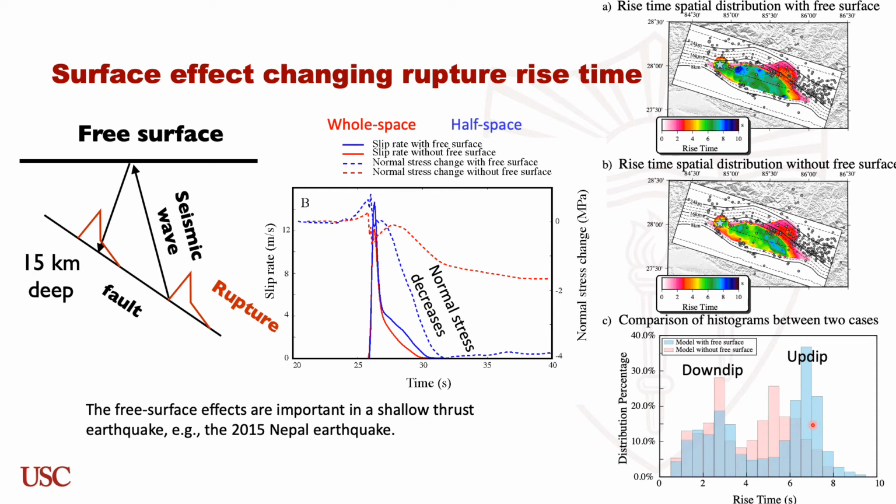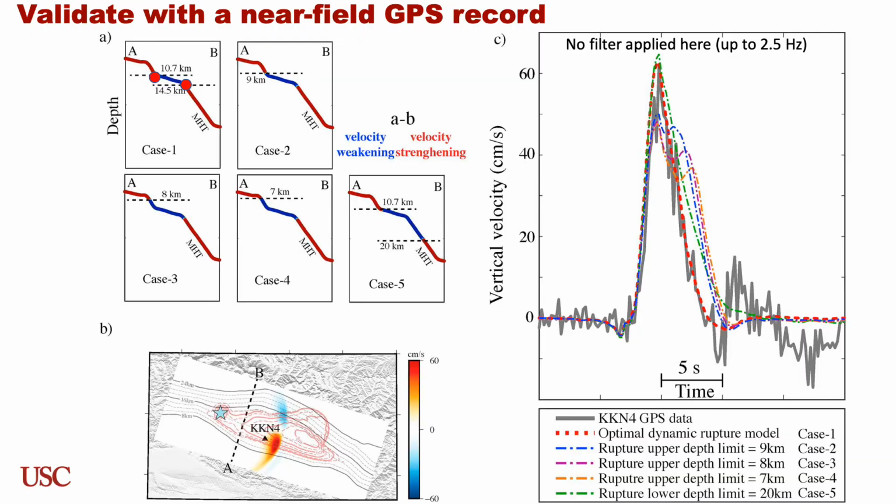Hence, the free surface effects are important in shaping the rupture in a shallow thrust earthquake. As we described, the Gorkha earthquake is essentially shaped by the along-dip rupture extent and the free surface. Then we modify the rupture extent along the dip by adjusting the upper and lower limits of the velocity weakening portion. It could only cover the flat segment, or extend a little to the shallower or deeper segments with higher dipping angle.